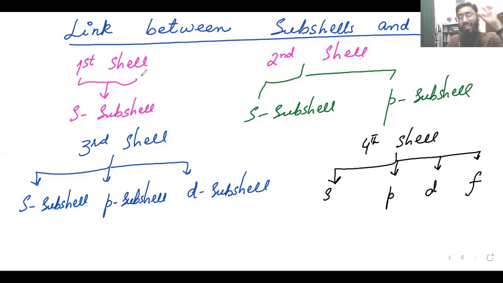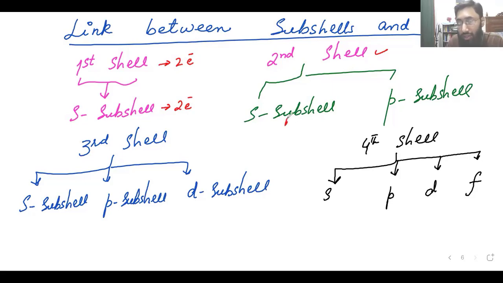First shell, it has only one subshell. Second shell, it has two subshells. Third shell, it has three subshells. Fourth shell, you can see my forefinger, it has four subshells. And you know, an S subshell can accommodate 2 electrons maximum. You also know the first shell can accommodate maximum 2 electrons. So this is a link between subshell and shell.